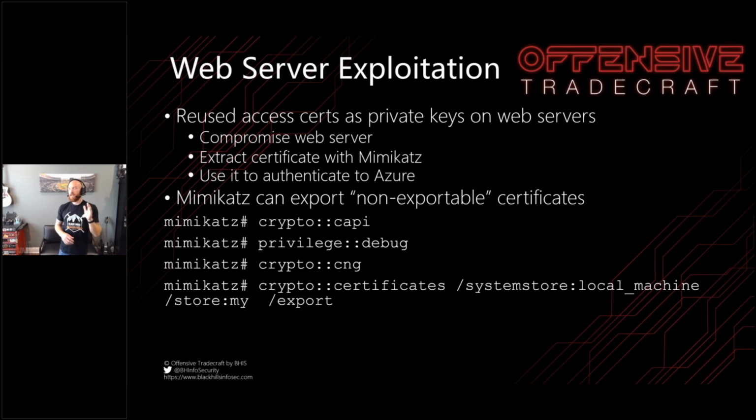Where that becomes an interesting possibility is if the organization uses that same SSL cert on a web server. Now you compromise a web server. You extract the exportable key, because Mimikatz can export non-exportable keys for you, certificates. You extract it. Now you have a potential private key for authenticating. Not only for sniffing data being sent to the server itself, but also the ability to authenticate to Azure directly with that certificate.